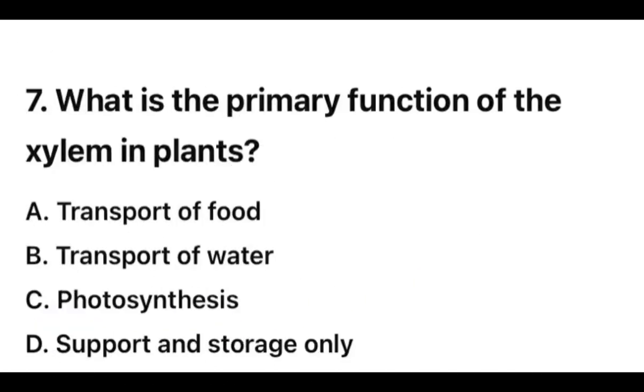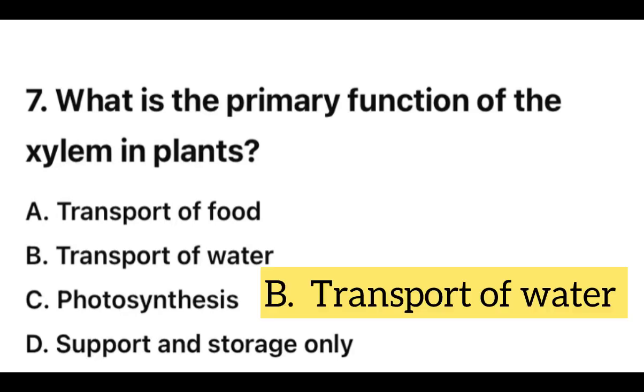Question 7 says, what is the primary function of the xylem in plants? A, transport of food. B, transport of water. C, photosynthesis. And D, support and storage only. Now, xylem is a plant tissue responsible for transport of water and dissolved minerals from the roots to the leaves.